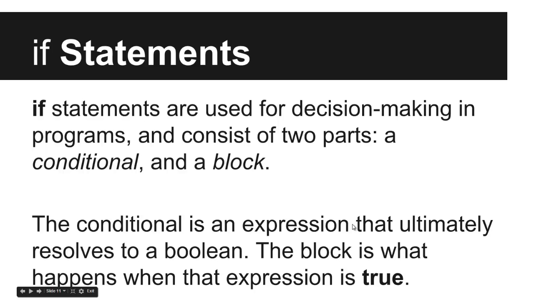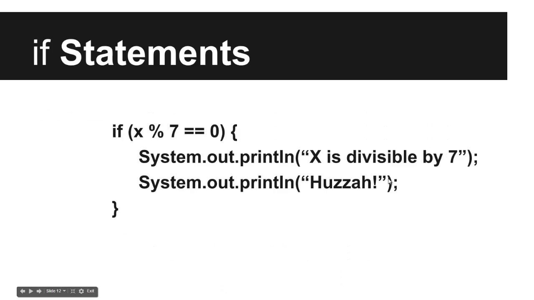Okay, so we'll talk real briefly about if statements. You've seen them already, but if statements consist of two parts. You've got a conditional, which is a Boolean expression. It's an expression that ultimately resolves to either a true or false. Then we have a block, and the block is the thing that we do if that condition is true. So here's an example of an if statement. If x mod 7 is equal to 0, System.out.println x is divisible by 7, then System.out.println huzzah.